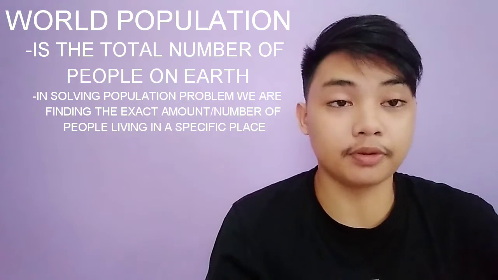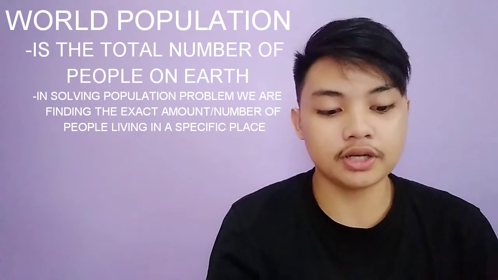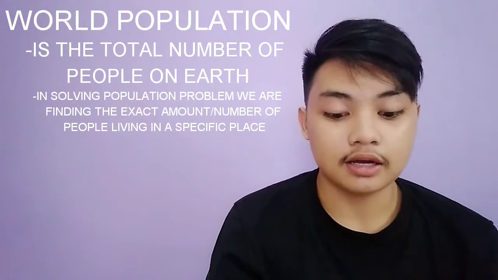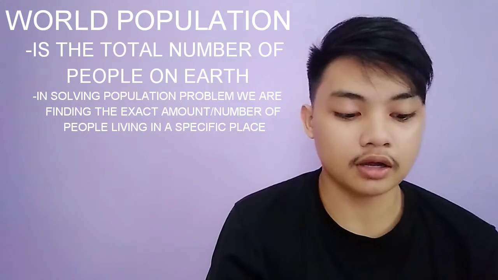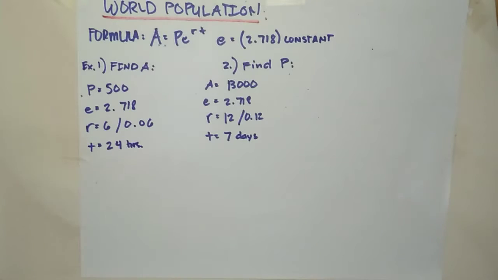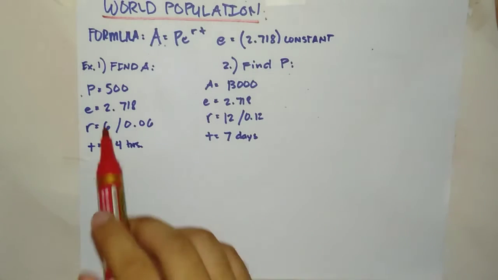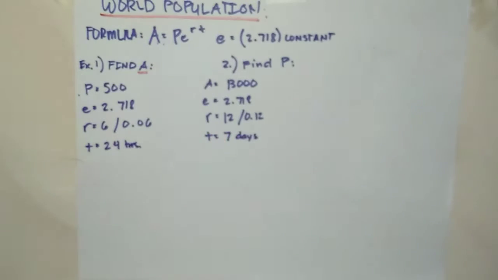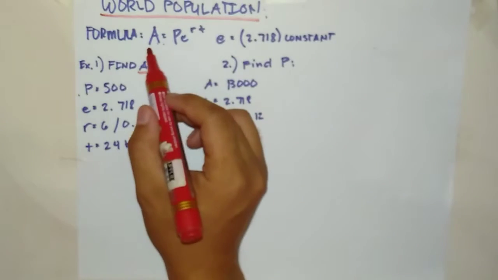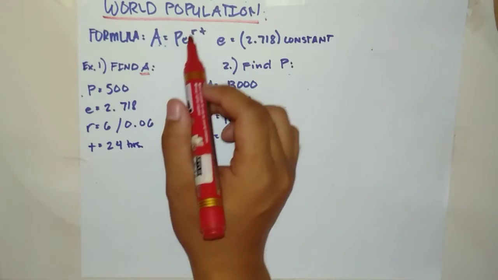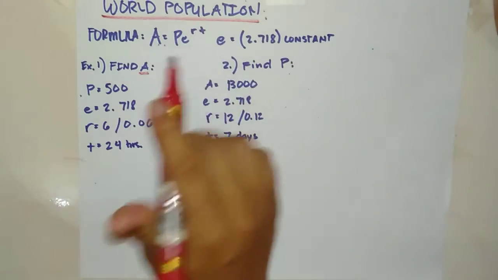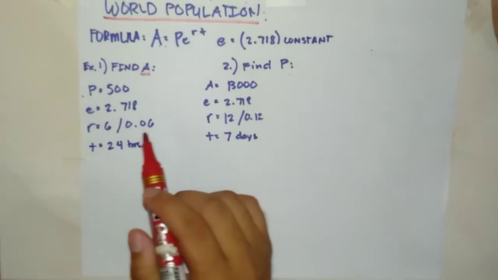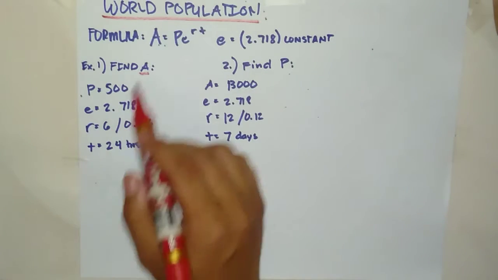So next is world population. World population is the total number of people on Earth. So basically, in solving population problems, we are finding the total or exact amount of people living in a specific place. So here are the examples for world population. In the first example, we need to find the A. We have the formula A is equal to P times e raised to r times t, wherein e is a constant. So we need to substitute these values into this formula.